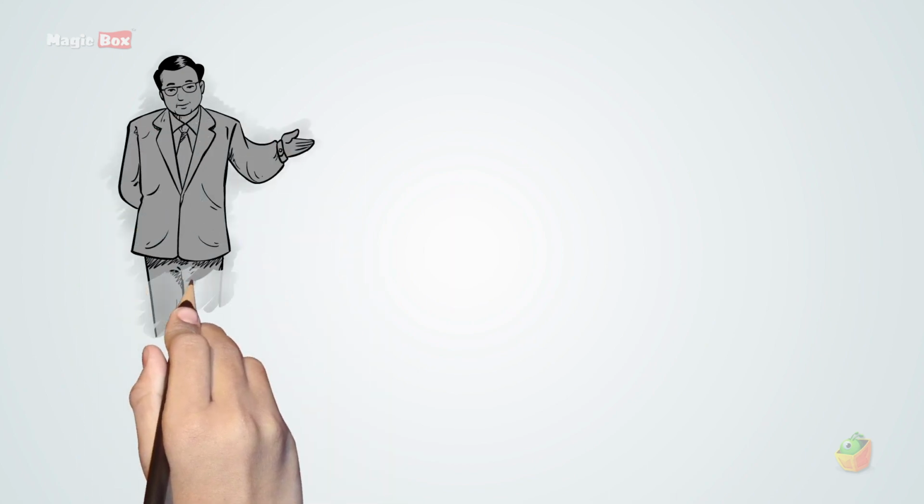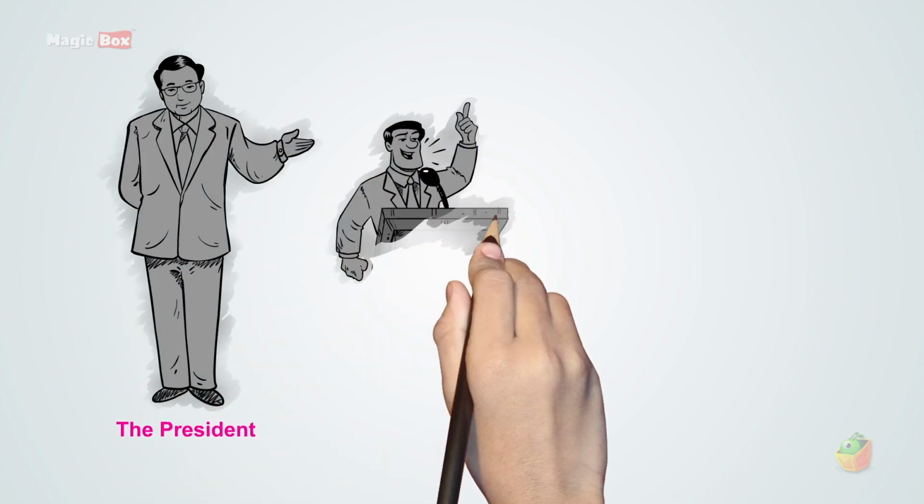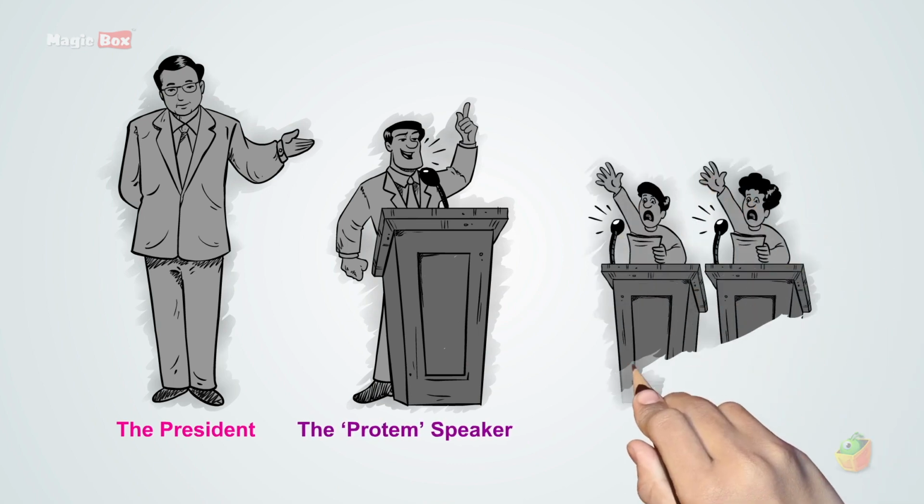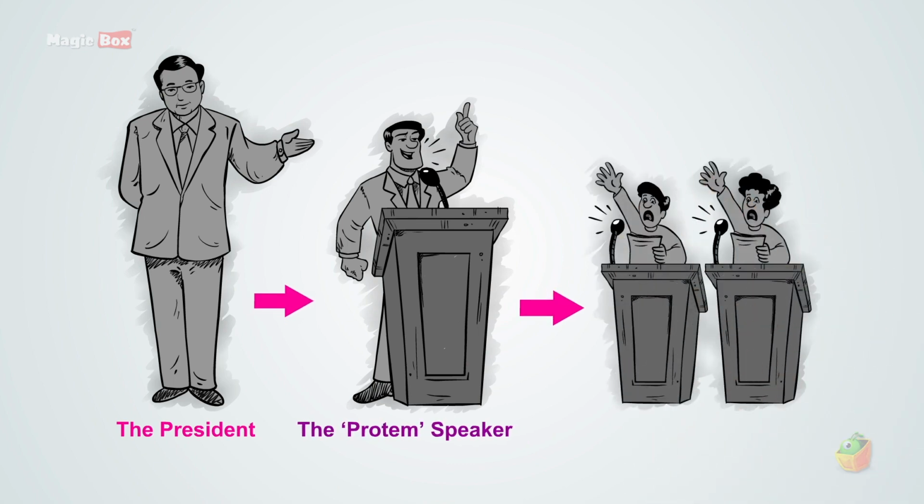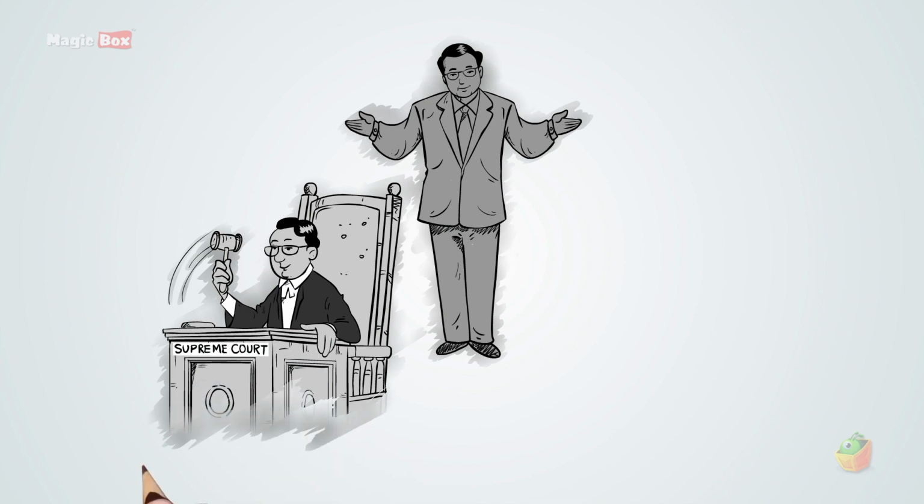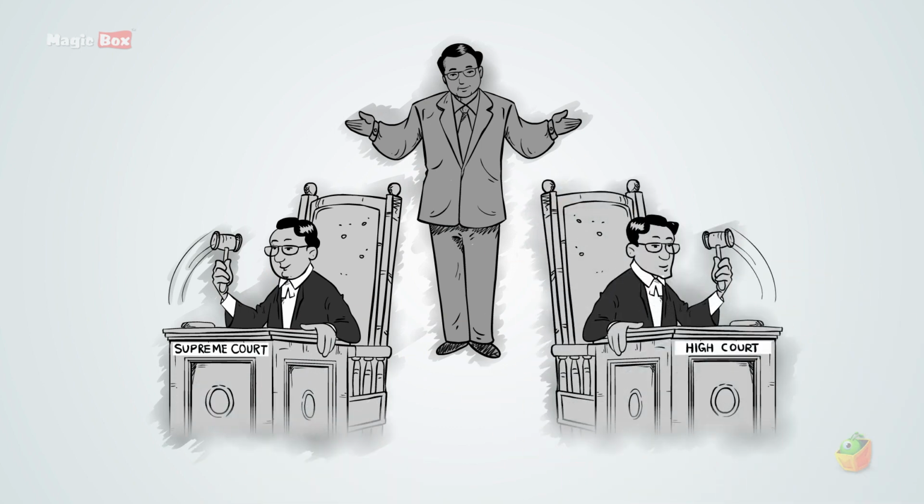Initially, when a new parliament begins its sessions, the President appoints a senior member of the Lok Sabha as the pro tem speaker to conduct the election of the speaker and deputy speaker. Judges of the Supreme Court and High Court are appointed by the President in consultation with the Chief Justice of India.